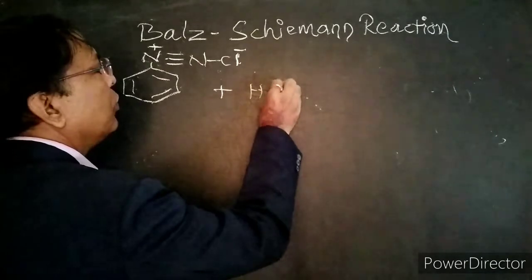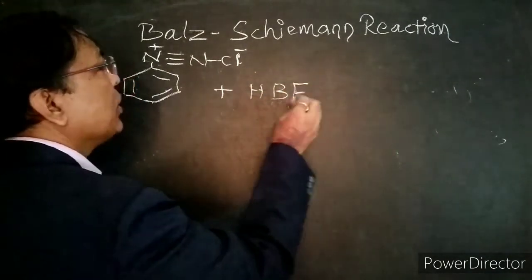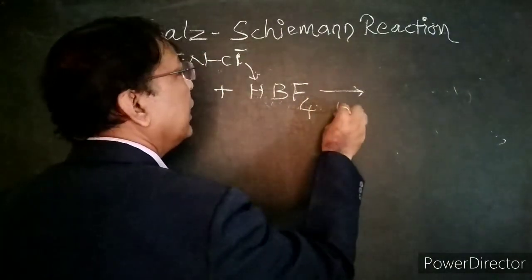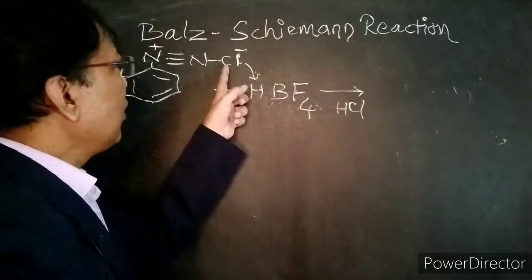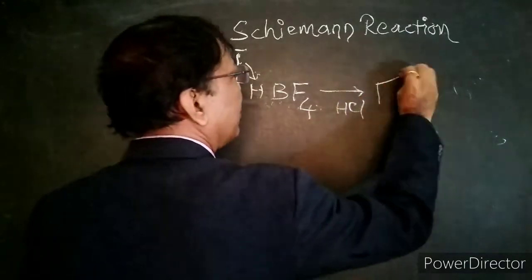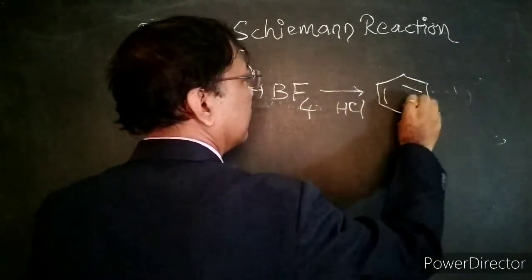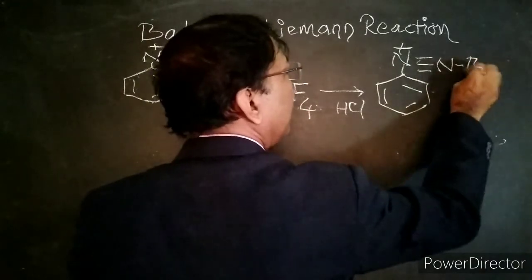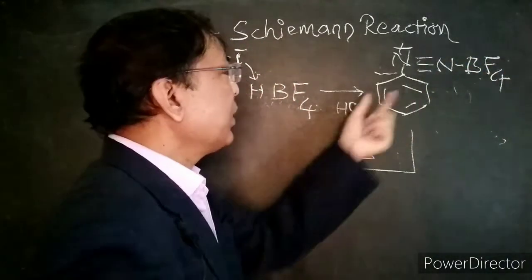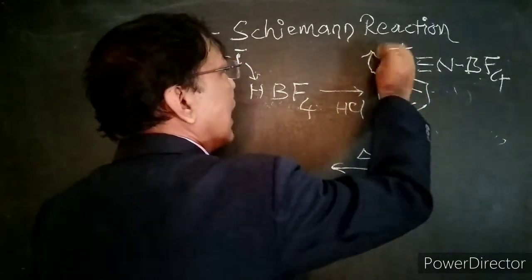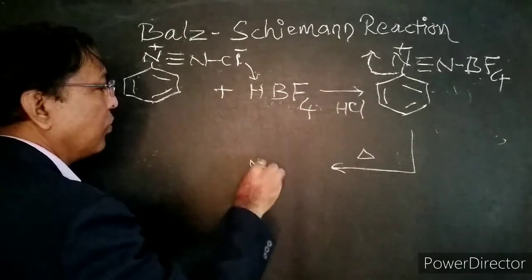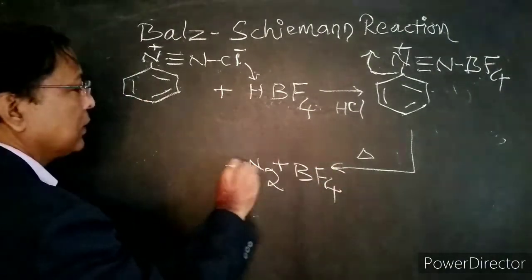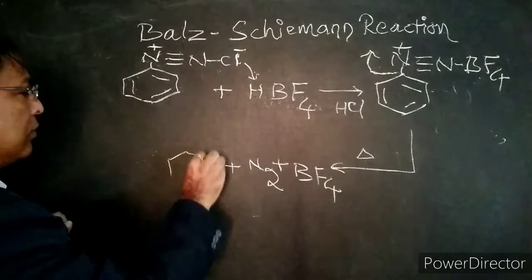reacts with hydrogen fluoroborate, that is HBF4. This chlorine forms a bond with hydrogen and it is eliminated in the form of HCl. And BF4 will occupy the position of this chlorine. So we get an intermediate like this: N triple bond N BF4. At high temperature, this molecule undergoes decomposition and this group is removed in the form of nitrogen gas and BF4 minus plus benzene cation.